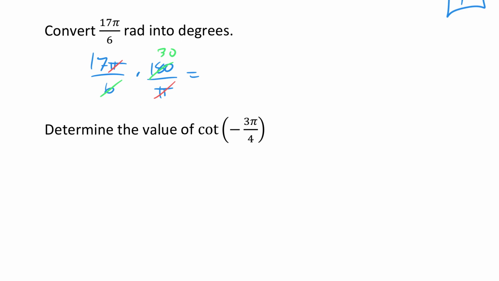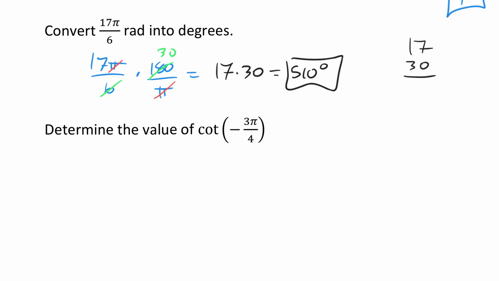So that's going to give you 17 times 30. Now we could do 17 times 3 as 51, and then add the 0, so 510. Put the degree symbol and box your answer. If your mental math is a little bit weak, you could always do the 17 times 30 on the side, and then you're going to get the same number of 510.